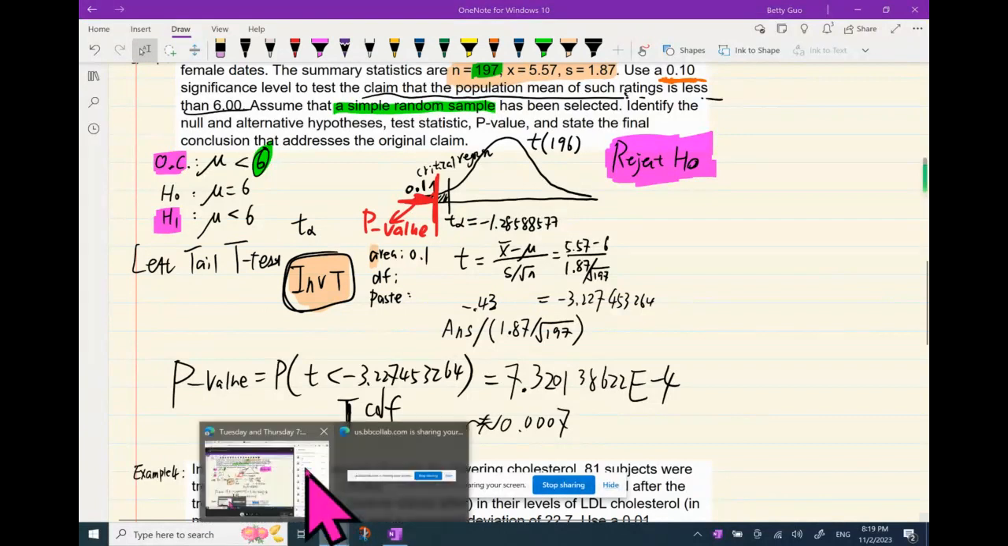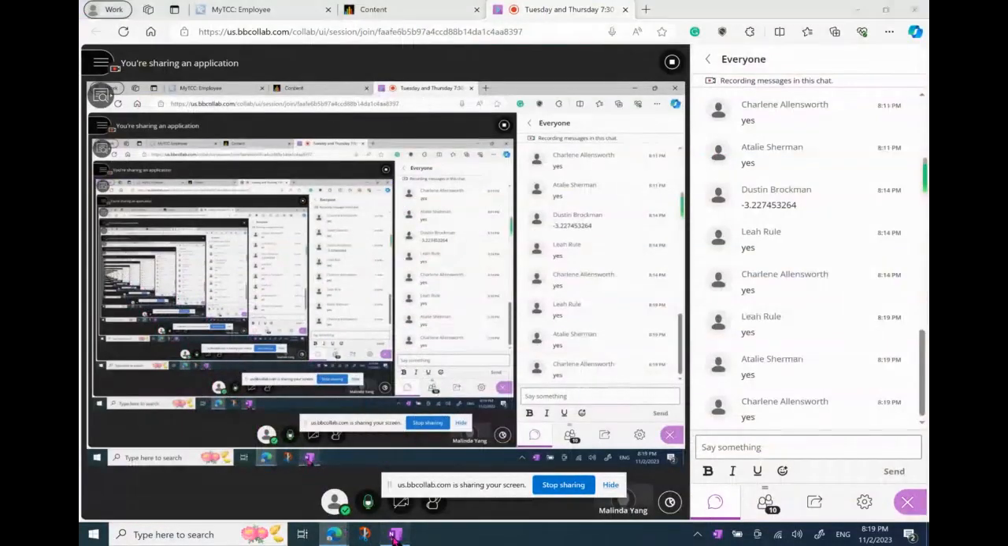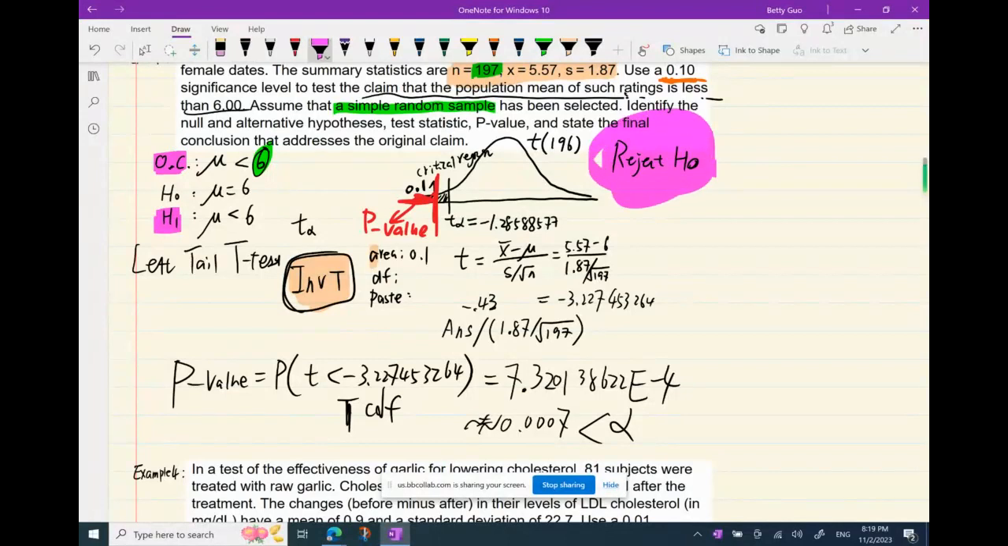We actually practiced all three types: two tail, right tail, and here is the left tail. The p-value is a tiny number, 0.0007. Of course, it's less than alpha. Alpha is 10%, remember, a very large number. So when the p-value is low, null must go. One more time, we decide to reject the null.